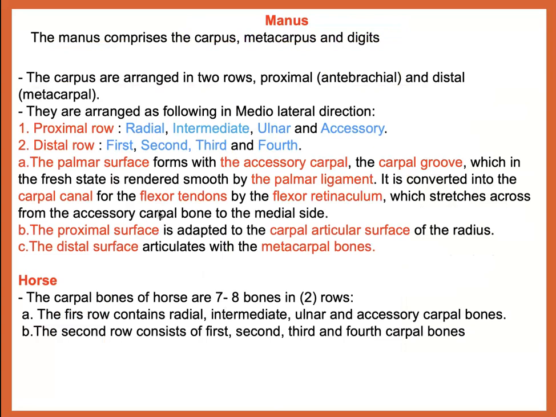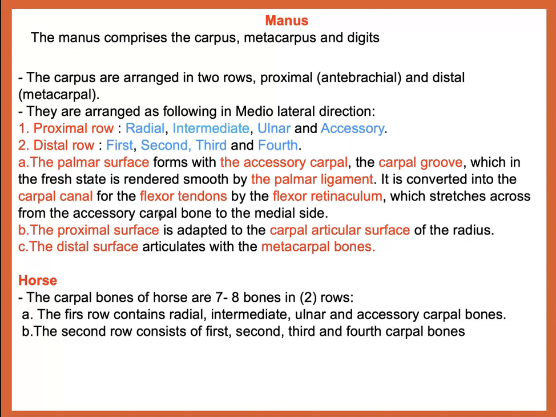The manus region, usually it is the carpus, metacarpus, and digits, right? So it is two rows, proximal row and distal row. The proximal row is named: radial, intermediate, ulnar, accessory, and then the distal row is numbered first, second, third, and fourth. And you remember this structure forms, palmarly, the carpal canal, which is important for the median palmar artery, median palmar nerve, and for the superficial and deep digital flexor tendons within the sheath.